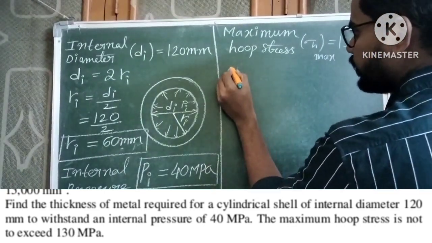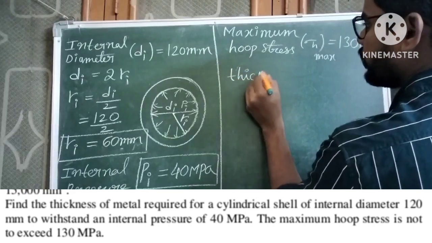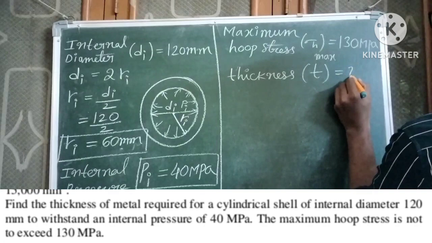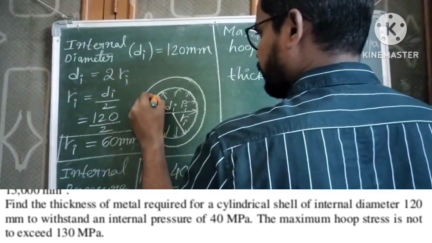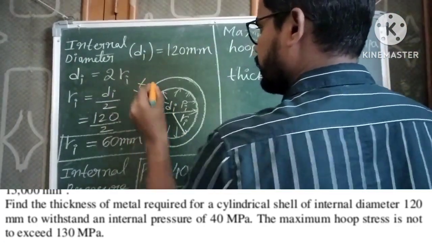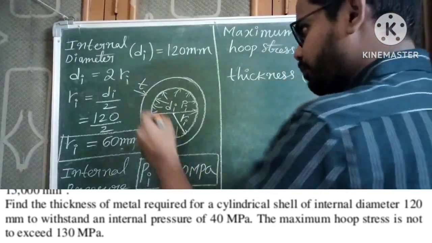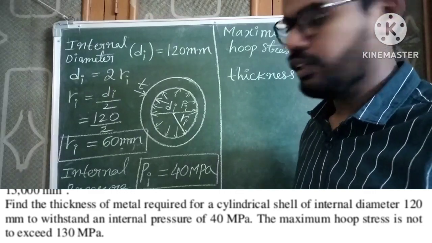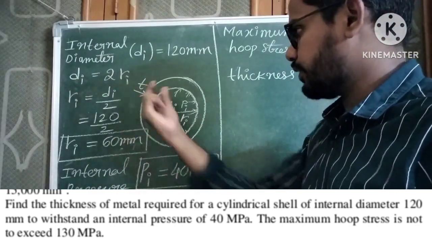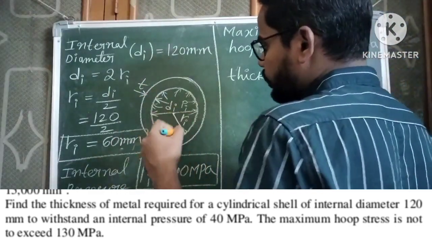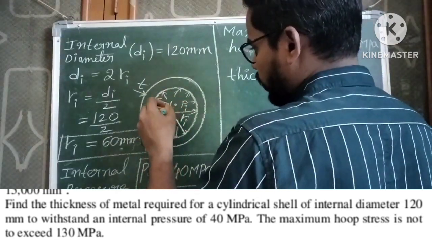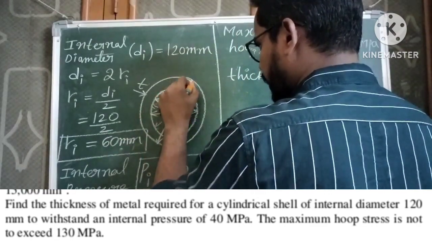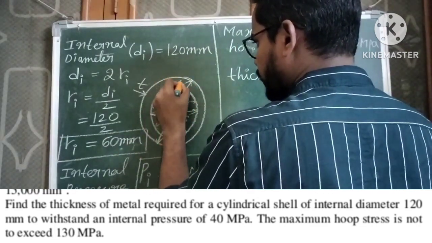So we need the thickness of the cylindrical shell. Okay, we have to find this value, the thickness of the cylindrical shell. So anyhow, it didn't mention anything about the outer diameter. So generally the outer diameter is denoted by d naught.